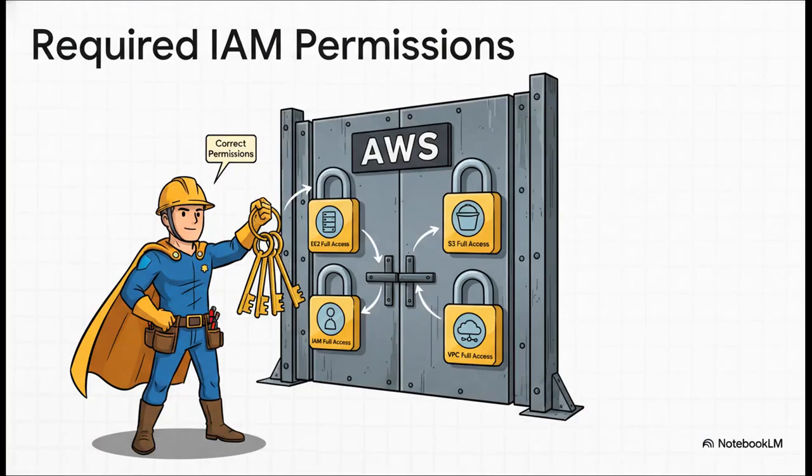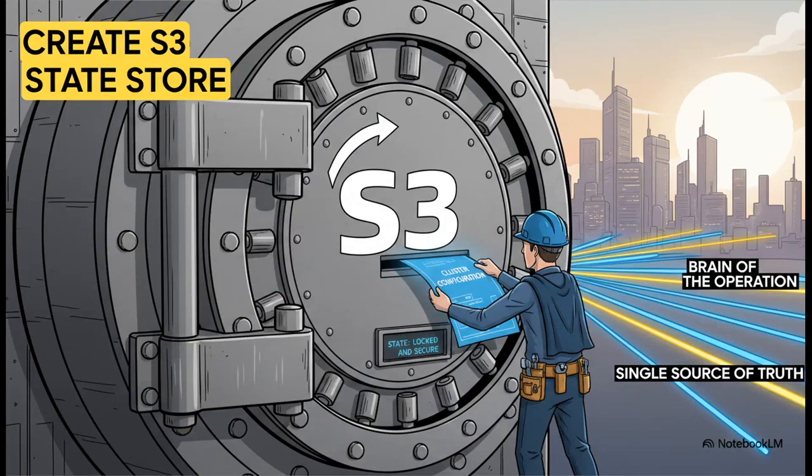And hey, these are not small permissions. KOPS needs full access to create virtual machines on EC2, S3 buckets for that state store we talked about, IAM roles for the machines, and all the VPC networking stuff. You're basically giving it the keys to build an entire city, so it needs the authority to pour the concrete and lay the foundations. Next up, you create a dedicated S3 bucket.